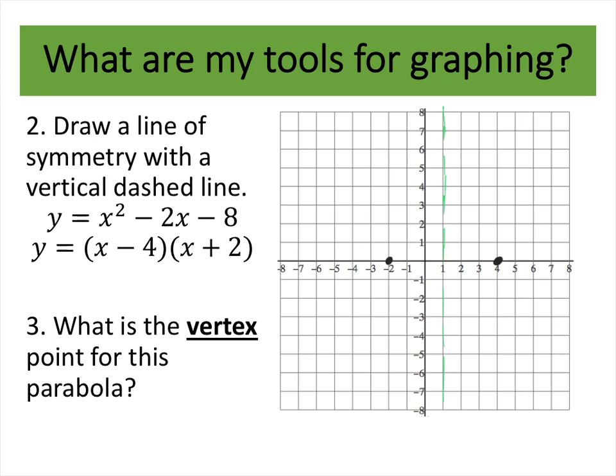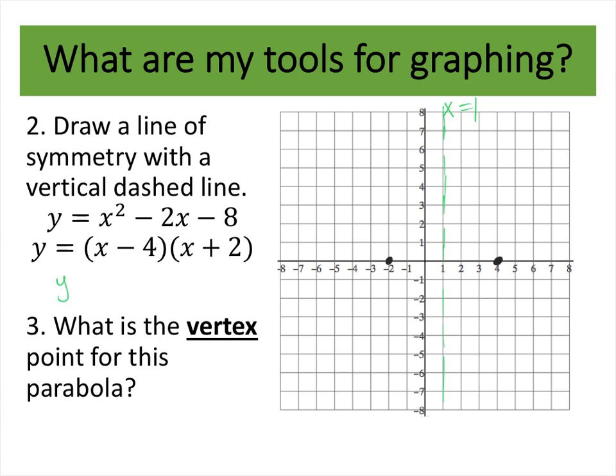So what is the vertex? Remember, the vertex is the minimum or the maximum. It's going to look something like that, but not perfectly. And so we need to find, what is the vertex? Well, the vertex is going to happen on this line of symmetry. So what is that line of symmetry? That line of symmetry is x equals 1, because all the way along this, x equals 1.